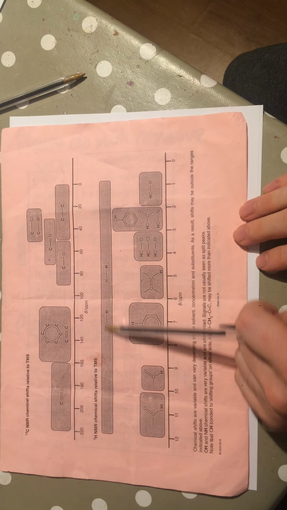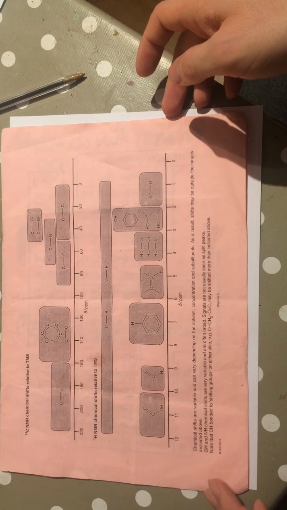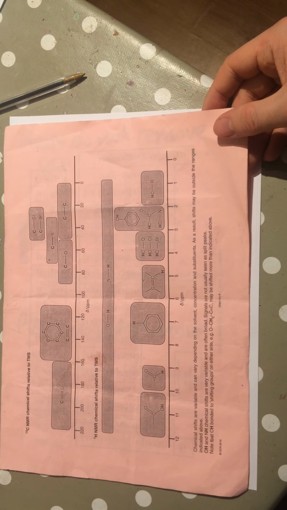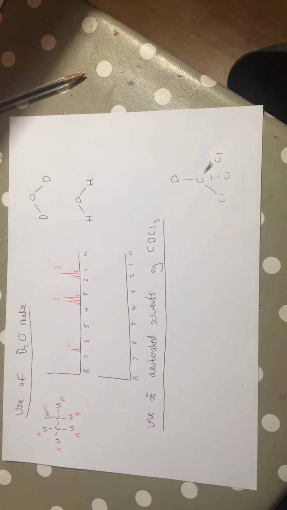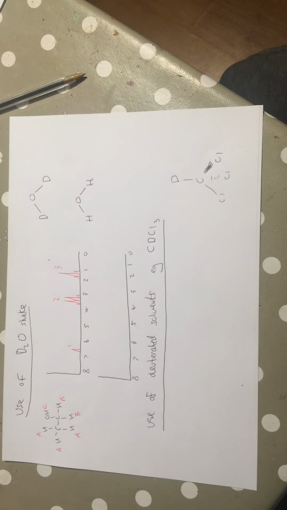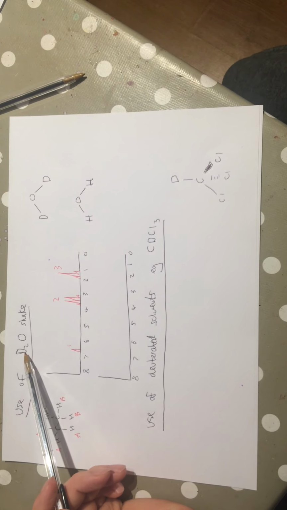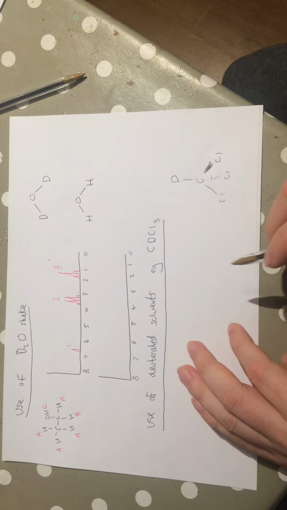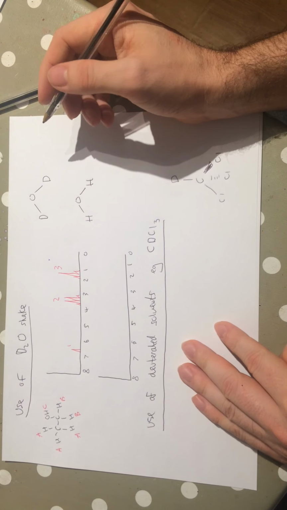If we look at our table, they can be anywhere. And that's really awkward if you've got multiple singlets, because then it's hard to figure out which one is the OH. So what we can do is shake our sample with D2O. Now D2O is essentially heavy water.